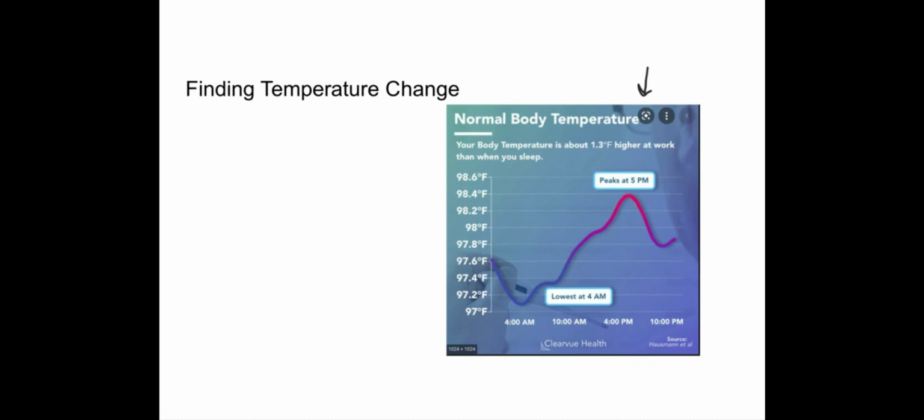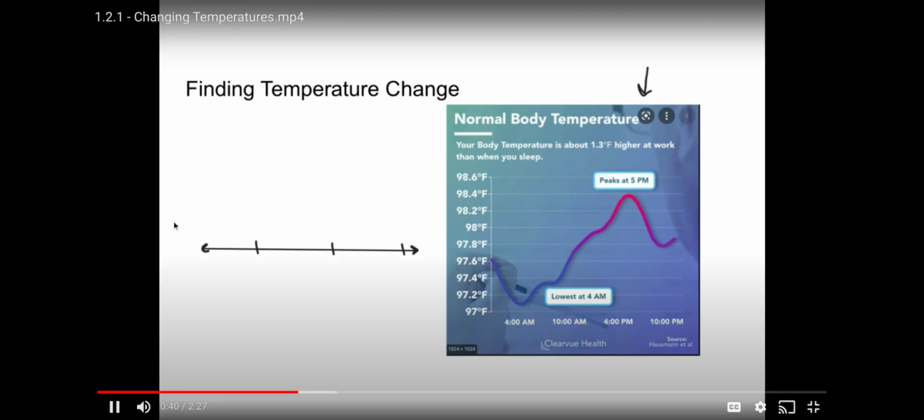And we can take this information and put it on a number line. Our number line might look something like this, where we're going to have our coldest temperatures over to the left. So here, let's start at 97. And then as we move to the right, our temperatures get warmer. So there's 98, there's 99 degrees.